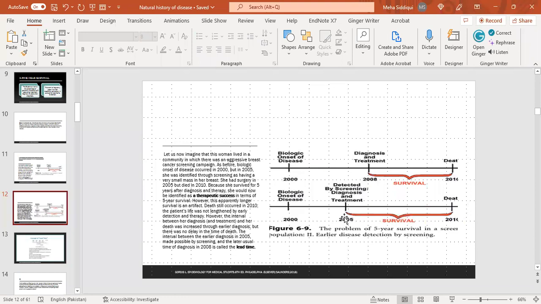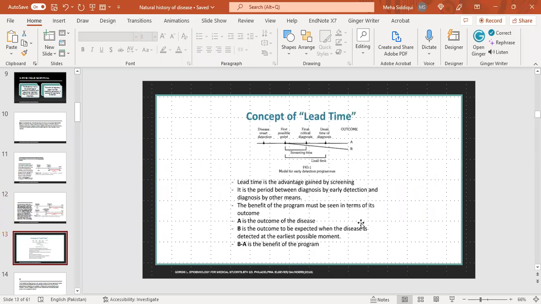The interval between the early diagnosis in 2005 made possible by screening and the later usual time of diagnosis in 2008 is called a lead time. This is the lead time, that is the time gained due to the early diagnosis by screening compared to the time of usual diagnosis. Lag time is the advantage gained by screening. It is the period between diagnosis by early detection and diagnosis by other means. The benefit of the program must be seen in terms of its outcome. So this is the lag time.